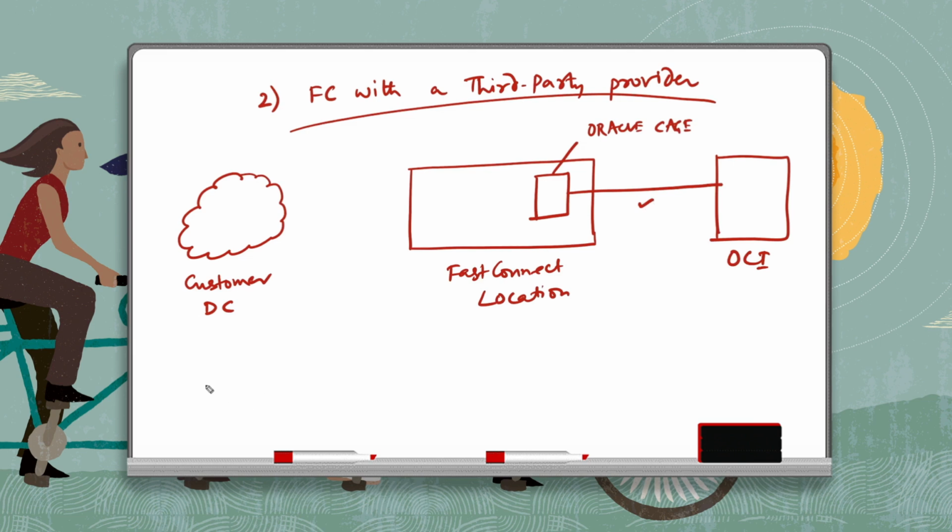Now in case of the third-party provider, you need to work with a carrier of your choice. So you can decide on the network service provider or the network carrier. So you decide on the network carrier of your choice. And this network carrier is responsible for physical connection between the on-premises and the Fast Connect edge. So the network carrier is responsible for providing physical connection between the on-premises and Oracle Fast Connect edge devices.